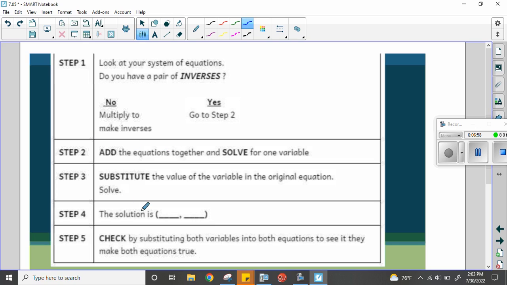Step 3, substitute the value of the variable in the original equation and solve. Step 4, if you're dealing with x's and y's, then you're going to say the solution is (x, y). If you're dealing with a situation or a word problem, then you're going to interpret what your solutions mean. Then you can check to see if you got the correct solution by substituting both variables into both equations to see if they make the equations true.